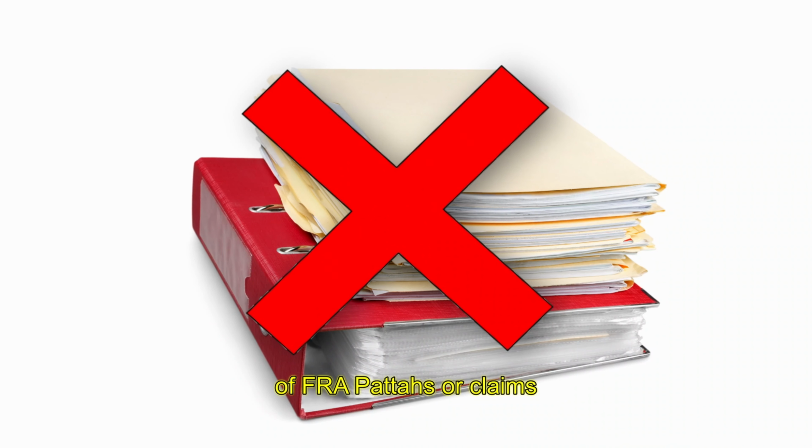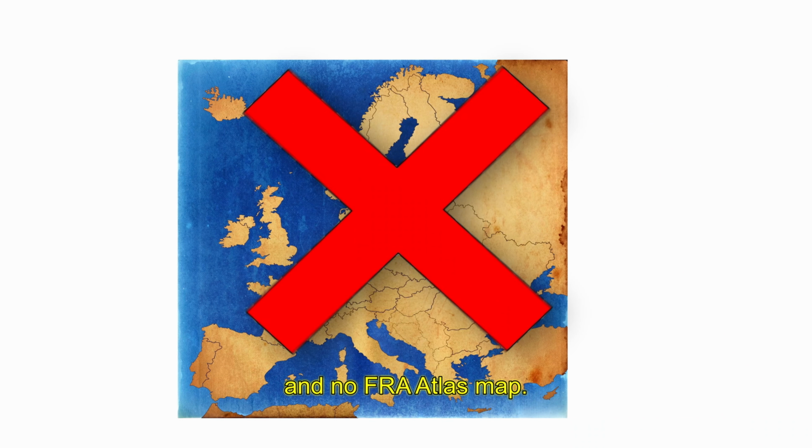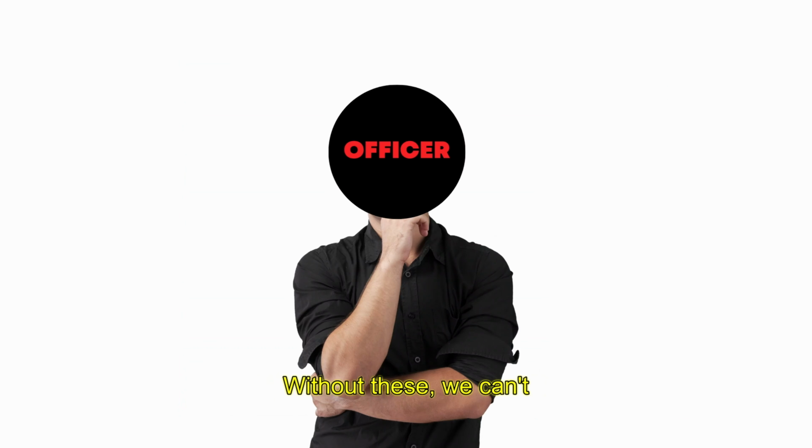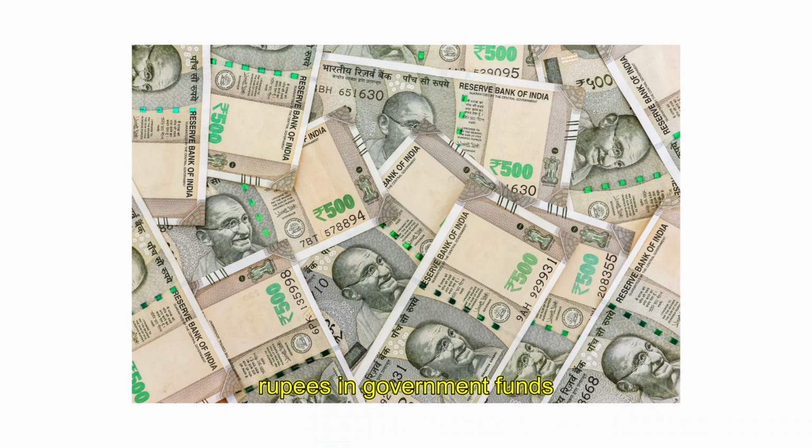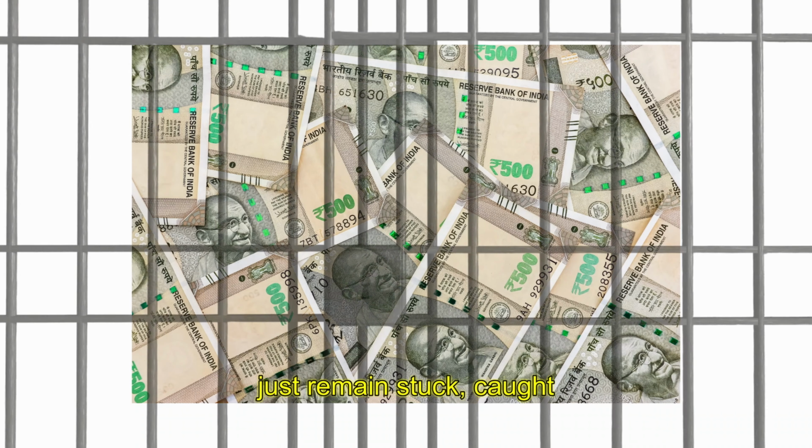And here's the real problem. There's no digital format of FRA pattas or claims and no FRA atlas map. Without these, we can't see what exists on the land, be it agriculture, water, forest, or even houses. And without knowing these, it's impossible to map people to the right schemes. So, what happens? Lakhs of rupees in government funds just remain stuck, caught between the government and the people who actually need them.